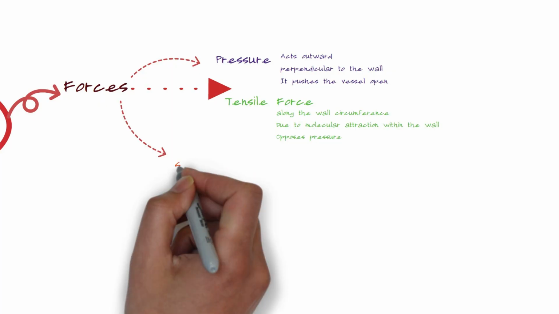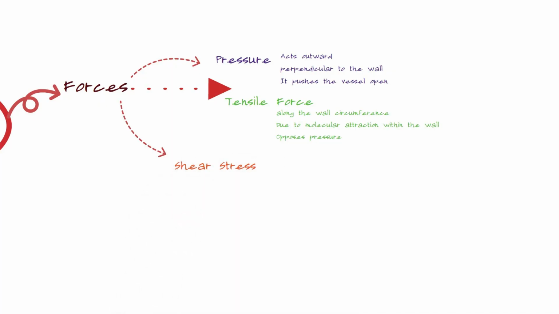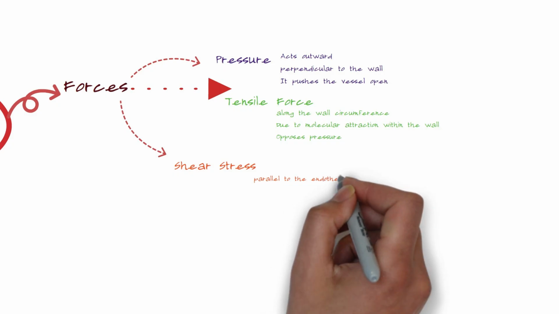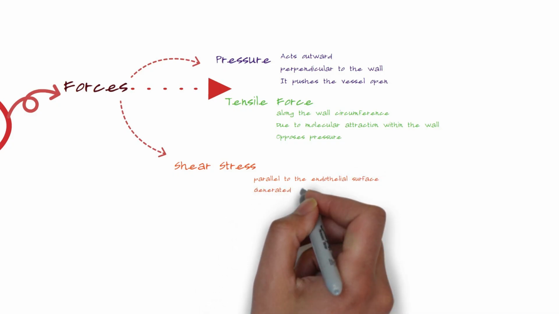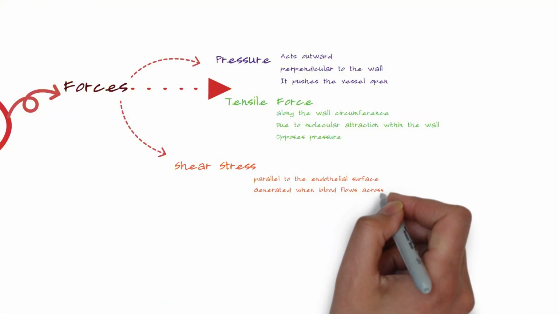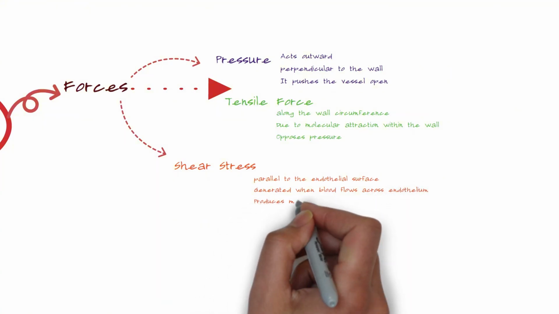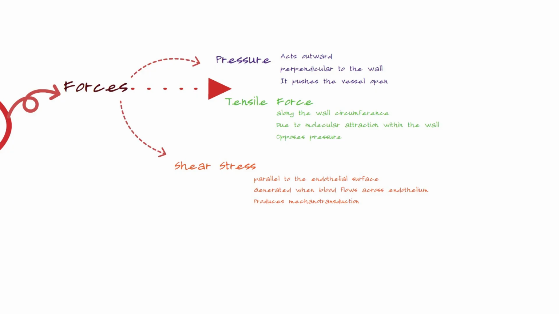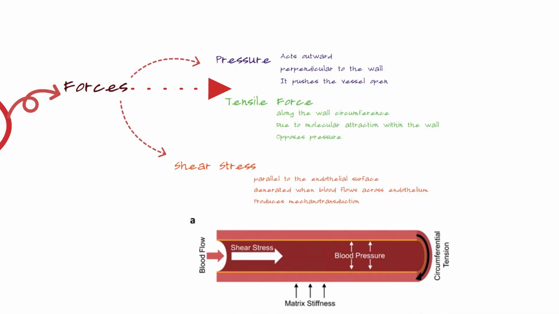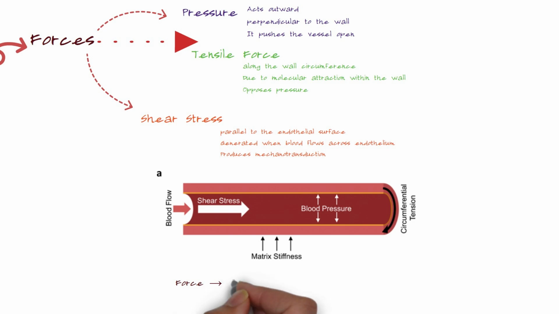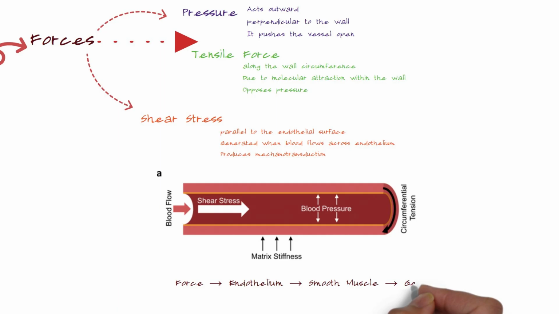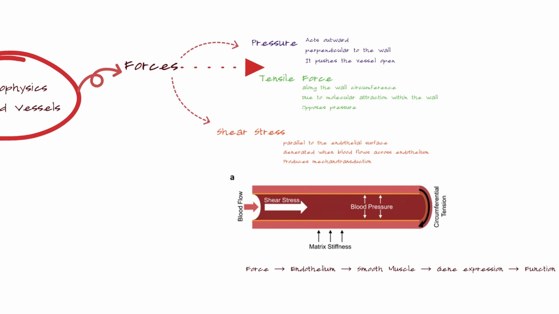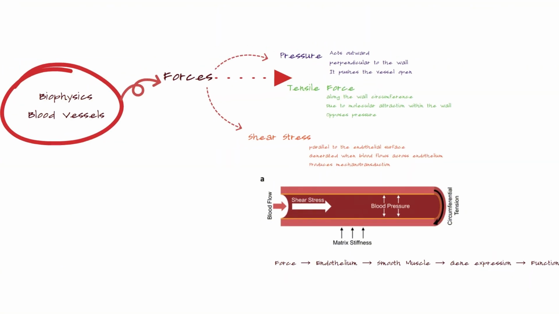from rupturing. And finally, the shear stress force, and this is a tangential force that acts parallel to the endothelial surface, generated by the blood flow moving across the endothelium. Shear stress is important because it initiates mechanotransduction. So, all three forces, pressure (perpendicular), tension (circumferential), and shear stress (tangential), are sensed by the endothelium, and the endothelium transmits this signal to the smooth muscles, affecting gene expression and vascular function.